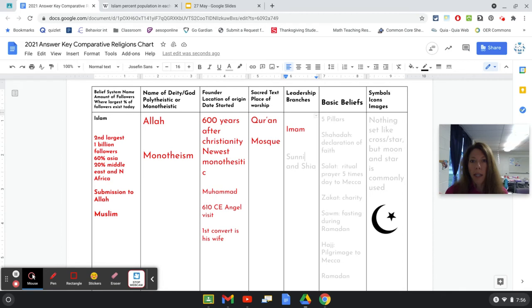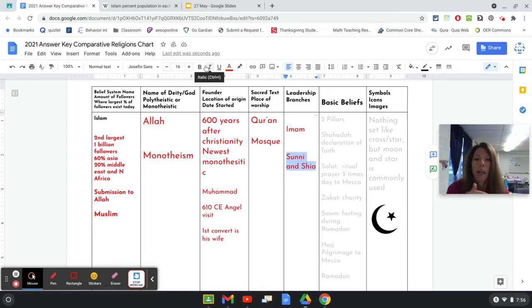One guy's name is Ali and one guy's name is Abu Bakr. And so this is where the two branches come into play. They cannot decide on who should be the next leader. And so they simply take the two leaders and they branch off and they become different branches within Islam. And that's not uncommon, right? We've seen that with other religions.